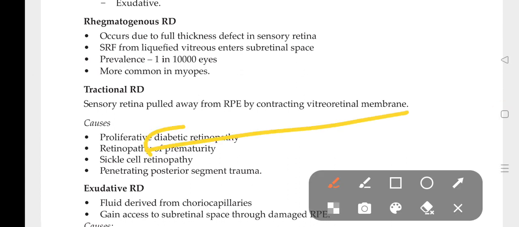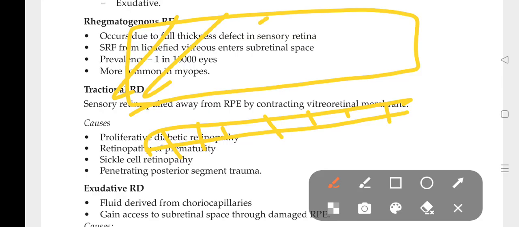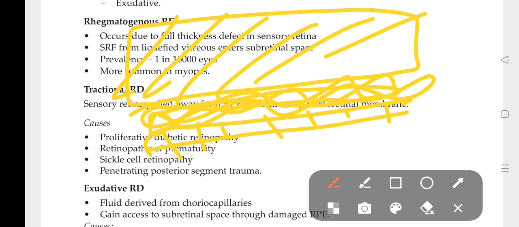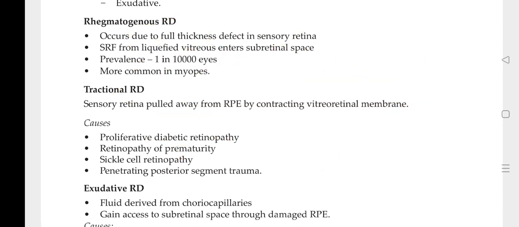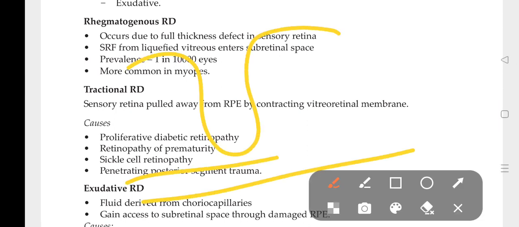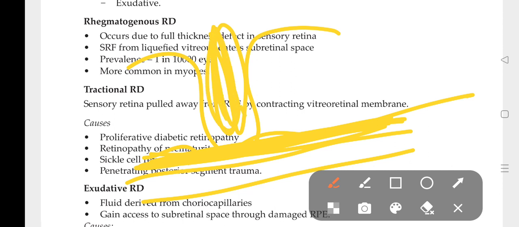Imagine this is retinal pigment epithelium, and here we have neurosensory retina. In between we will have subretinal fluid. This is retinal detachment, remember. And rhegmatogenous means a complete defect in the neurosensory retina. Like this, the complete neurosensory retina is gone, and in between we will get fluid, because of the complete defect in the neurosensory retina. It should be like this, but there is a complete defect.